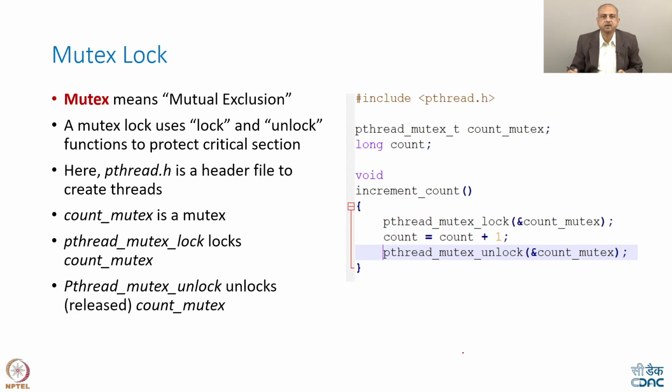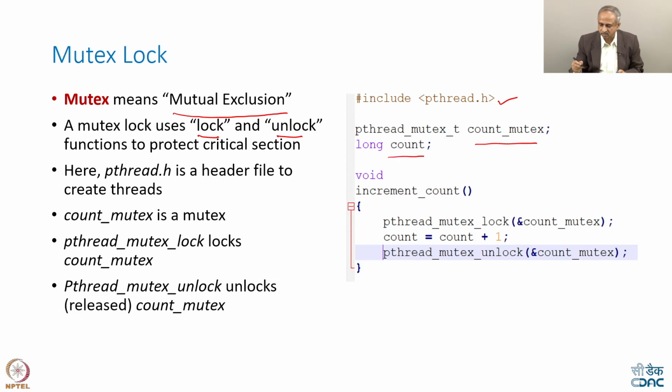One of the examples of a lock is called a mutex. Mutex stands for mutual exclusion, and this mutex lock uses the feature of lock and unlock to protect the critical section. In this example, pthread.h is the header file which helps us in creating the threads. Count mutex is the mutex that we are trying to understand, and count is a variable which is shared.